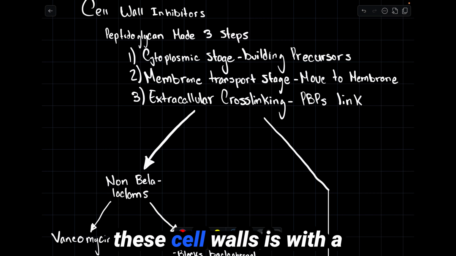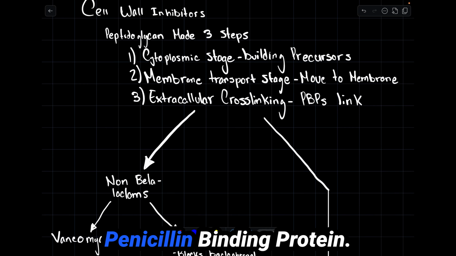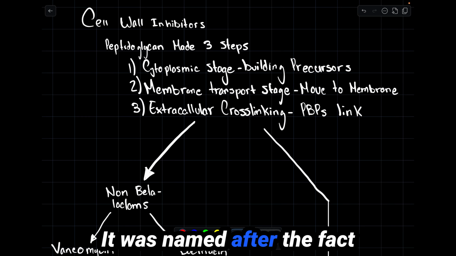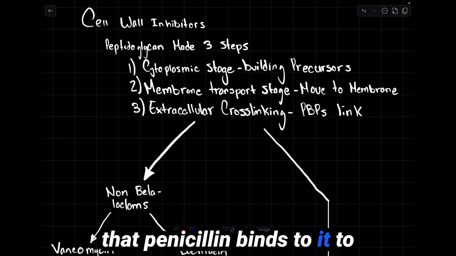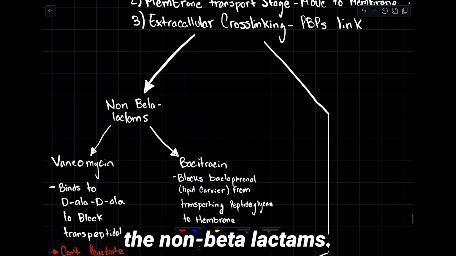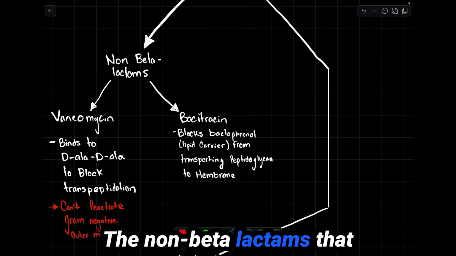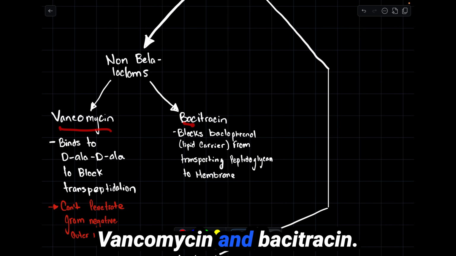The way that we connect these cell walls is with a transpeptidase named penicillin binding protein. It was named after the fact that penicillin binds to it to inhibit this transpeptidase. First, let's talk about the non-beta lactams. The non-beta lactams that we're going to be going over are vancomycin and bacitracin.